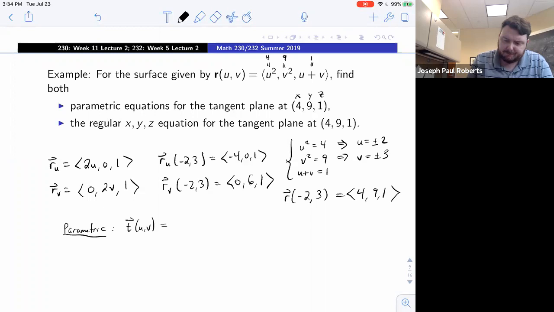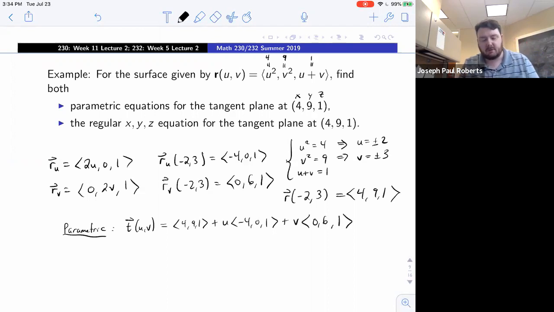let's say, yeah, so we have the position vector of the point we're starting with, (4, 9, 1), and then I have u times this first direction that's along the tangent plane plus v times this other direction that's along the tangent plane.